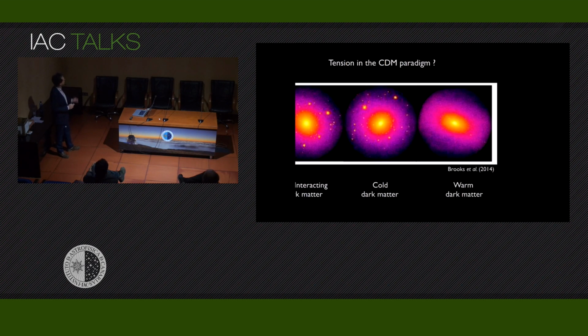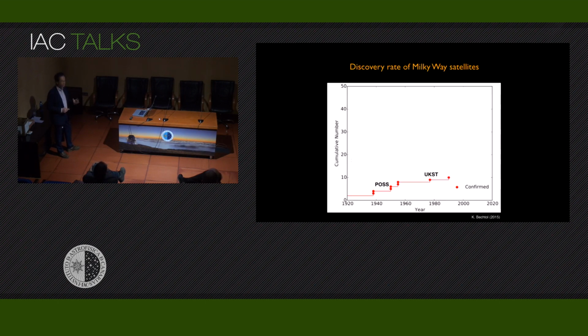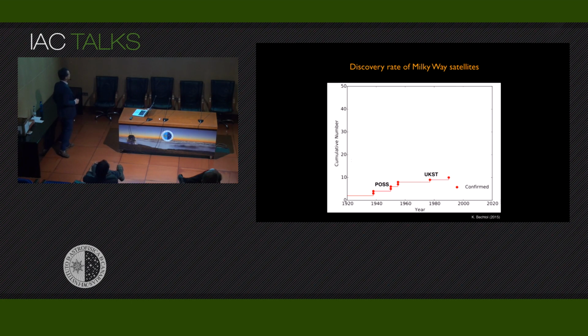So understanding the abundance of these satellites is a way of understanding the nature of dark matter. Now, before jumping into saying, okay, perhaps dark matter is different, let's look at the observations, because perhaps observations are biased. And this is the number of satellites known of the Milky Way as a function of time, essentially through photographic plates in Schmidt telescopes.